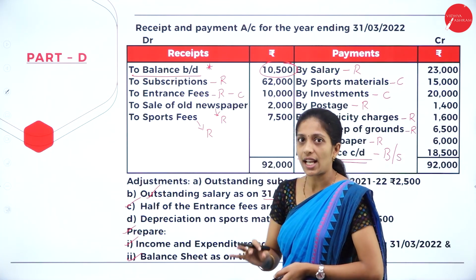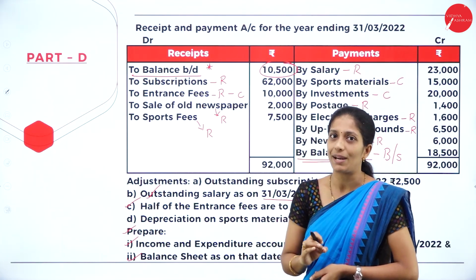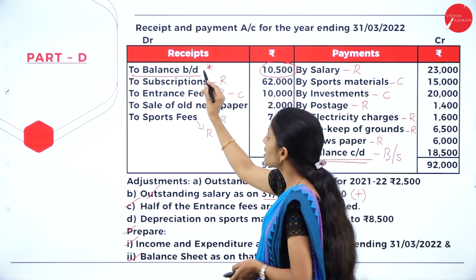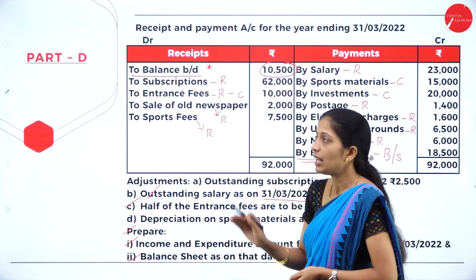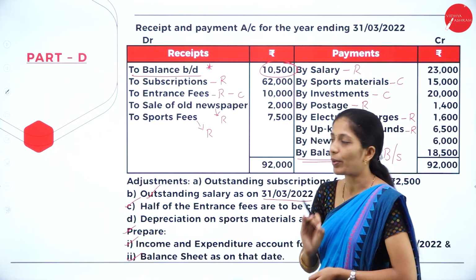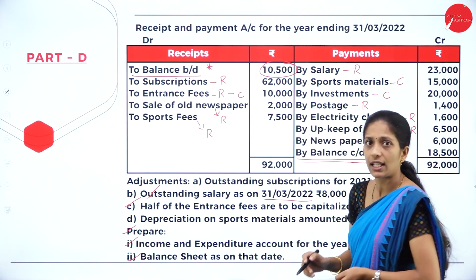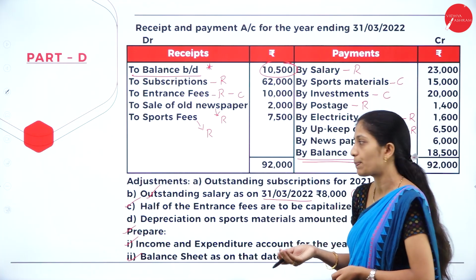Now come to the receipt side. All the items in the receipt side should come under the income side of the income and expenditure account. So the first item we will not record anywhere because I have told you it's nothing but the cash they have given in the opening balance sheet. Next, subscription 62,000. It is a revenue item. It has to be recorded in the income and expenditure account.